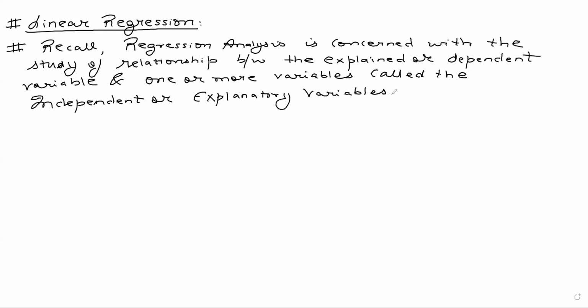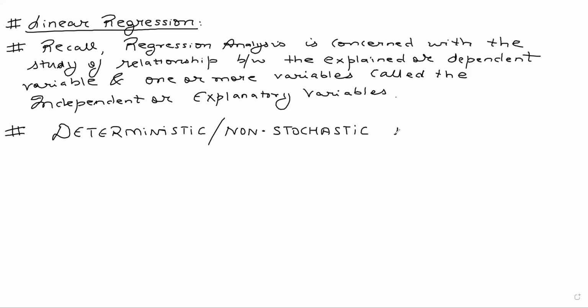Okay, and then guys, we had done the case of population regression function. So we had done in the last lecture something called deterministic or non-stochastic population regression function.